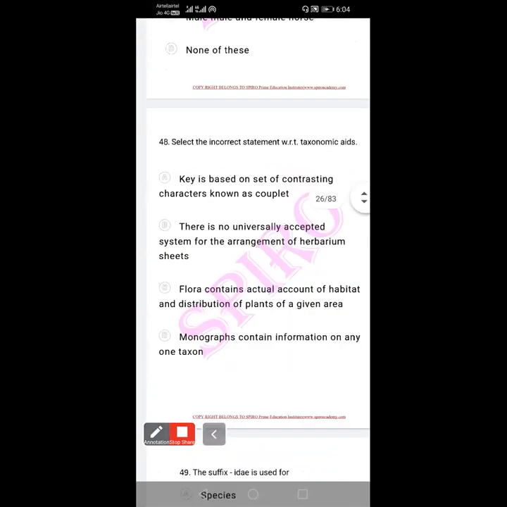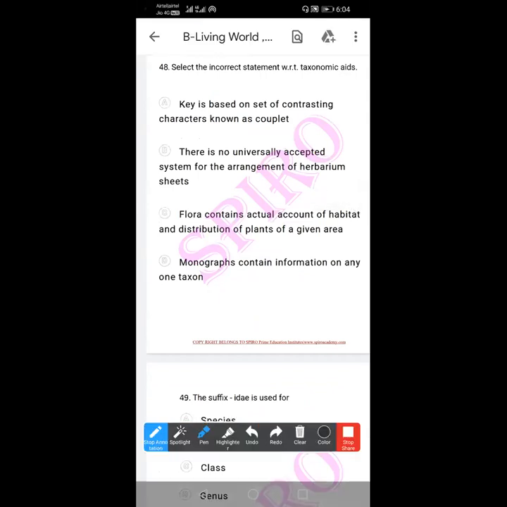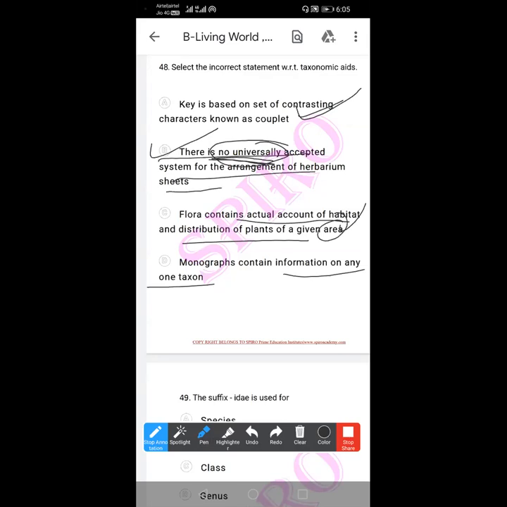Question number 48. Select the incorrect statement with regard to taxonomic keys. Key is based on set of contrasting characters known as couplet. Yes. There is no universally accepted system for arrangement of herbarium sheets. No, there is a universally accepted system. Herbarium sheets arrangement is based upon Bentham-Hooker system of classification. So this is the incorrect statement. And here the flora contains the actual habit and distribution of plants of a given area. Correct. Monograph contains information of any one taxon. So the incorrect statement is statement B.